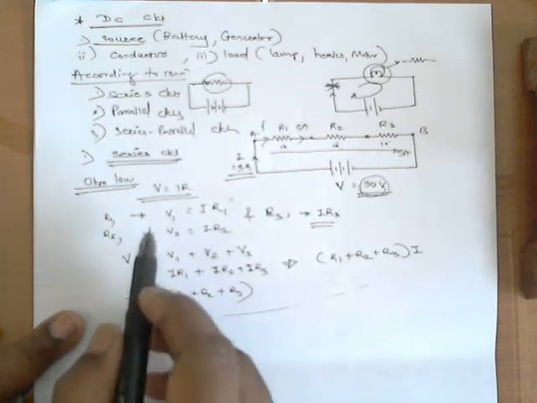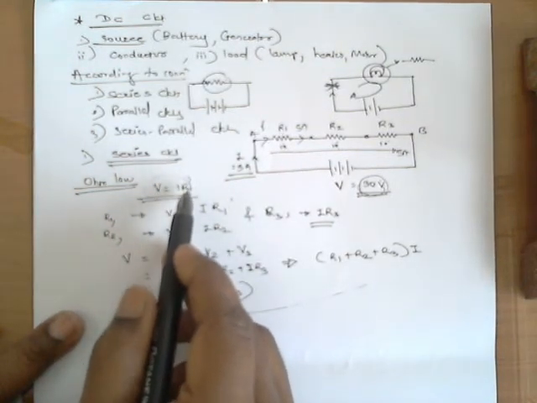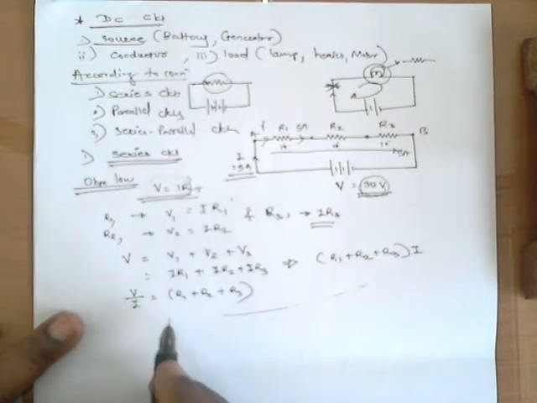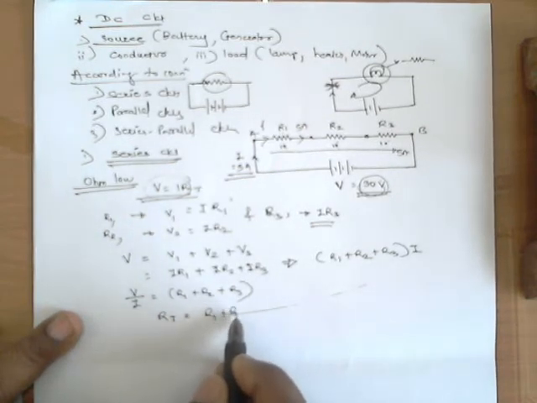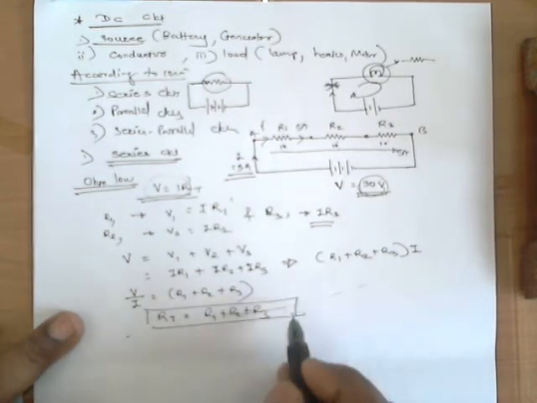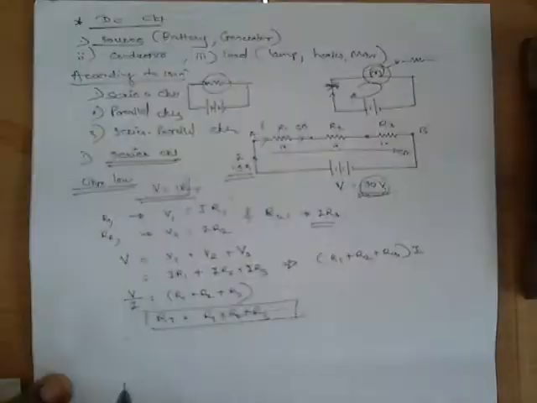But what is V upon I? See here, from Ohm's law, it is nothing but R. R means total R, or I can say RT for total. So V by I, if I replace by RT, so RT, total resistance, is nothing but R1 plus R2 plus R3. So what we learned is, in series circuits, resistances are added.